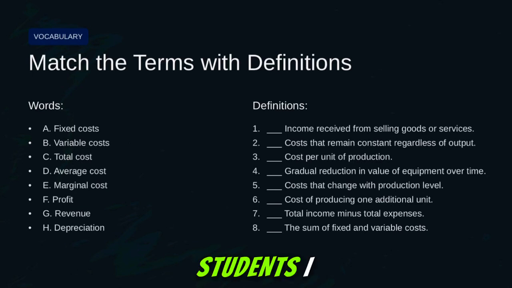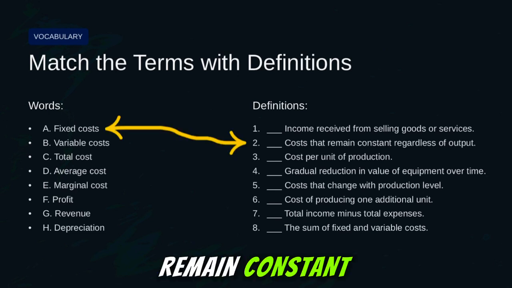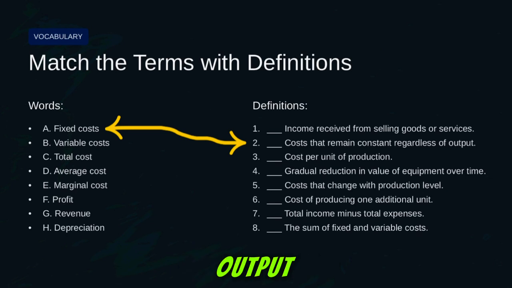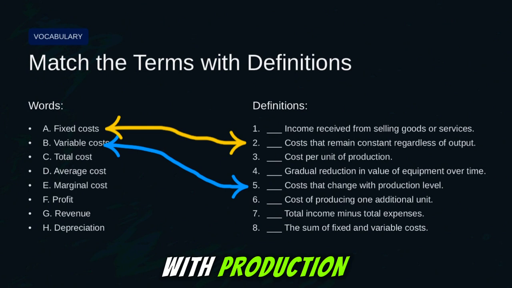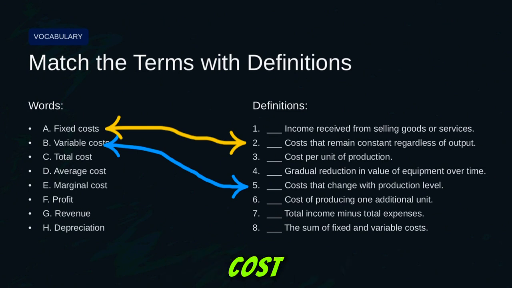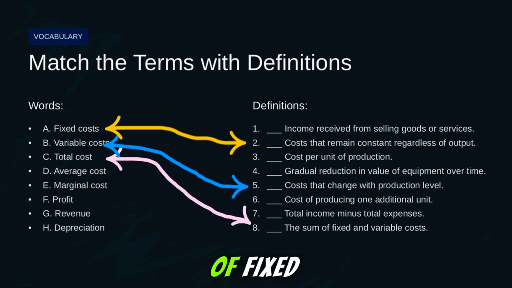All right, dear students, I hope you managed to finish the task. If so, let's check them. So the first one, A, fixed costs. These are costs that remain constant regardless of output. B. Variable costs. These are costs that change with production. C. Total cost. This is the sum of fixed and variable costs.